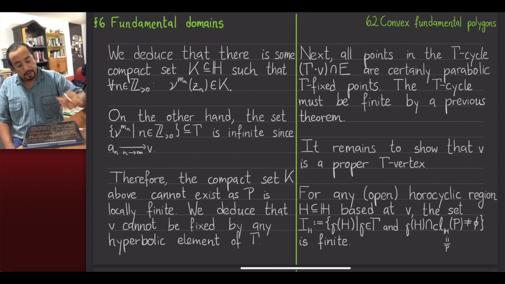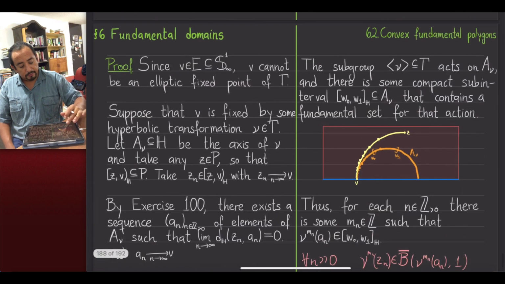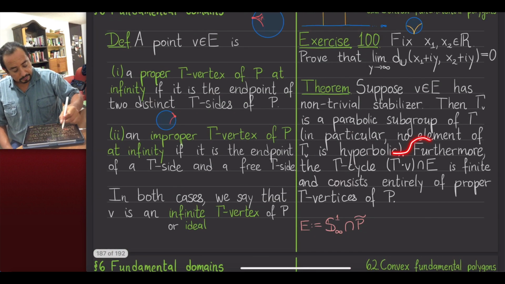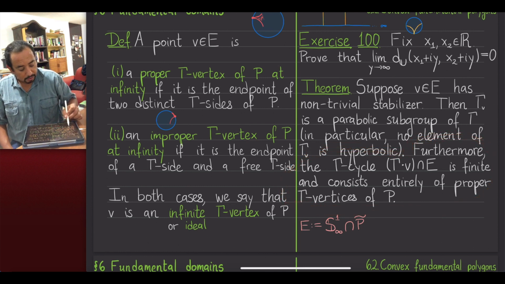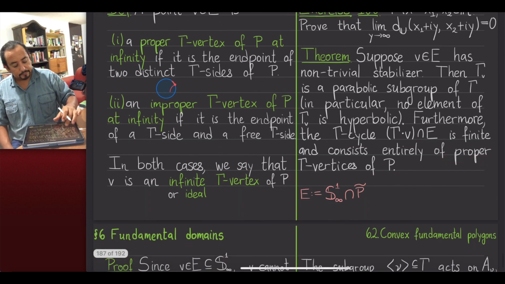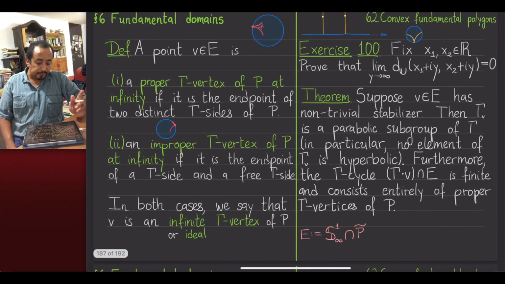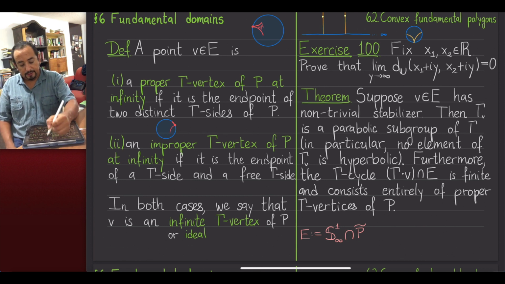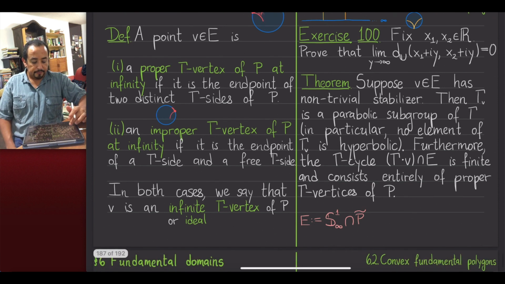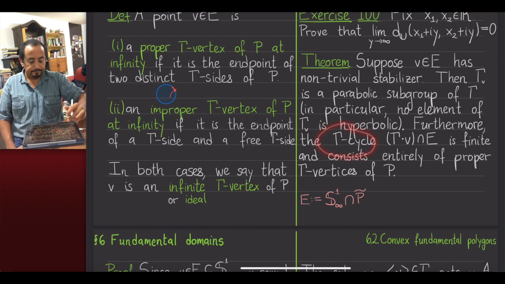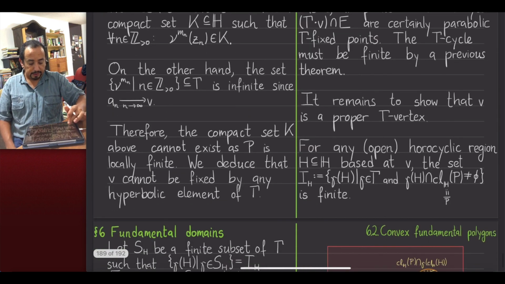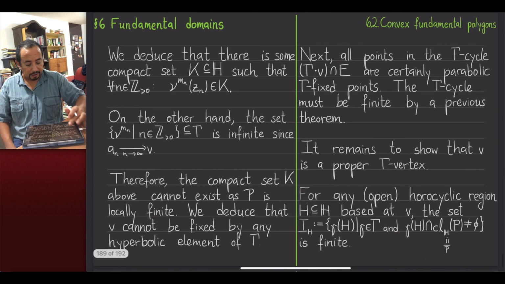Okay, and it remains to show the last statement, that the elements of the gamma cycle are all proper gamma vertices. So notice that it suffices to show that V is a proper gamma vertex. That is, that V is the endpoint of two distinct gamma sides, because then the behavior replicates all throughout the gamma cycle of V. So let's show that, and this is the most technical part of this proof.